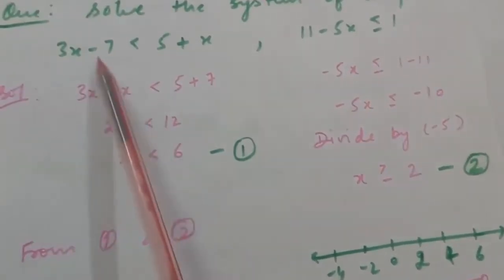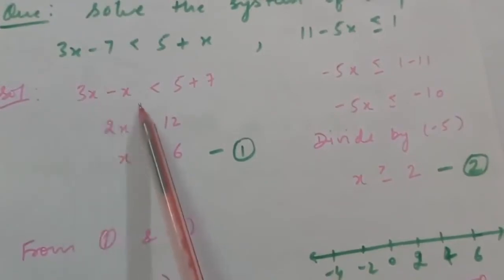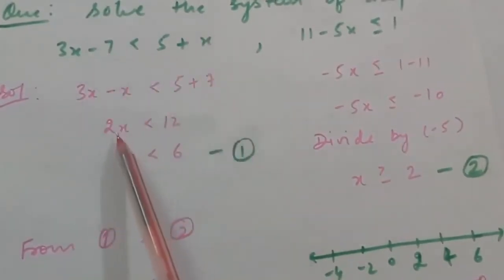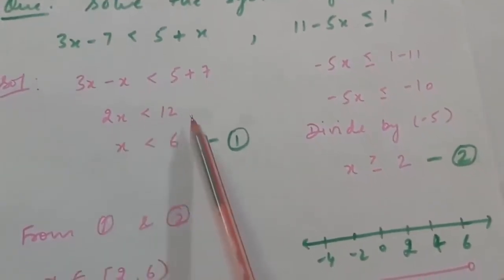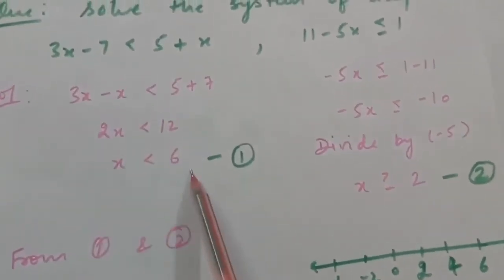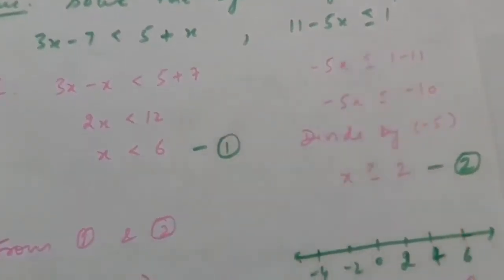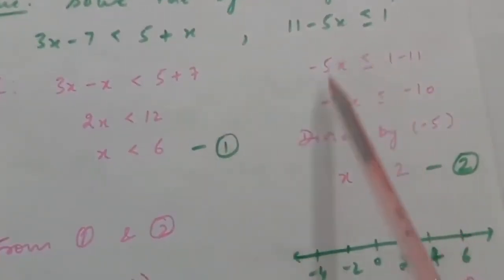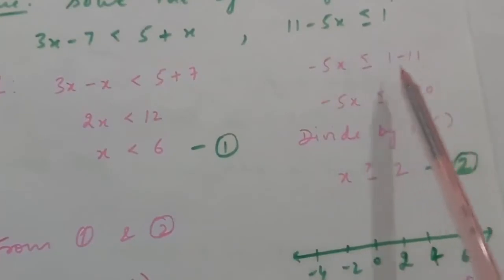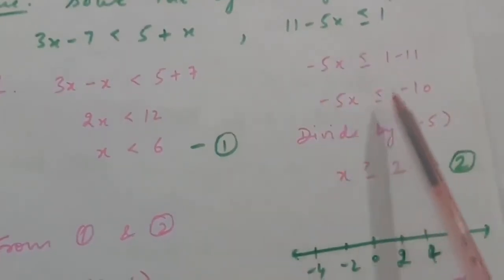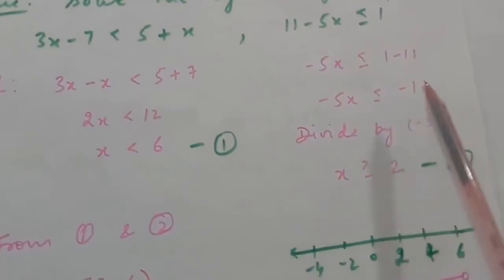So solving this first inequality, 3x - x, taking x this side and 7 that side. So you will get 2x < 12, x < 6. Let this be 1. Now for the second inequality, -5x, take 11 that side, 1 - 11. So it will be -5x ≤ -10.